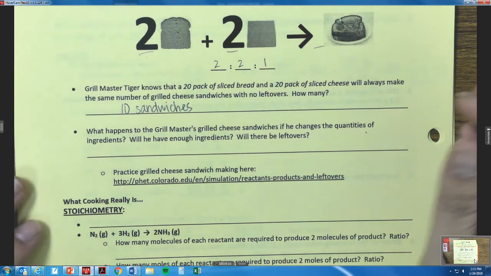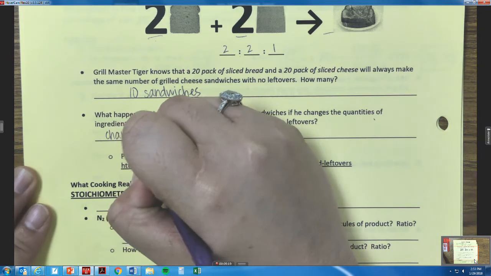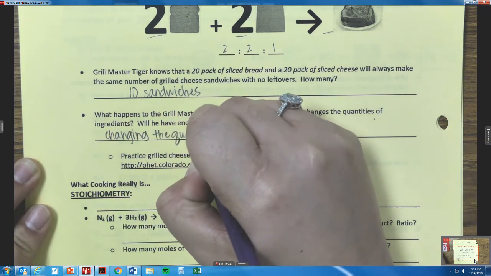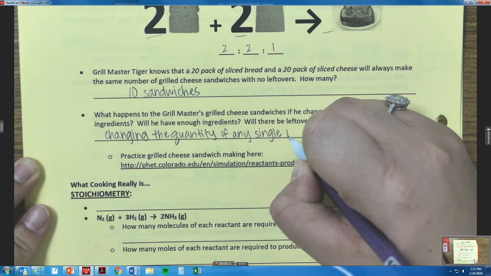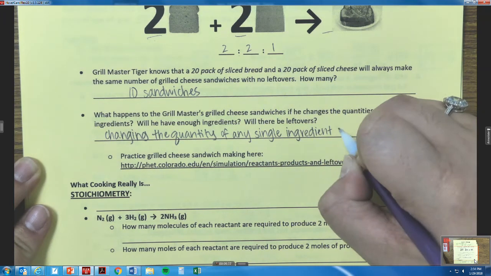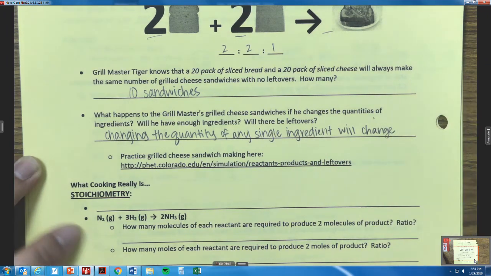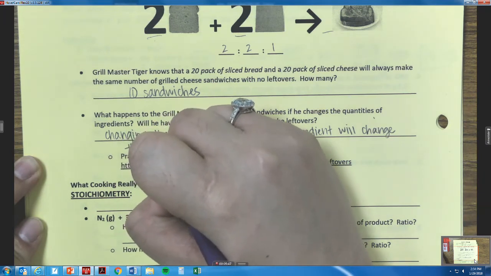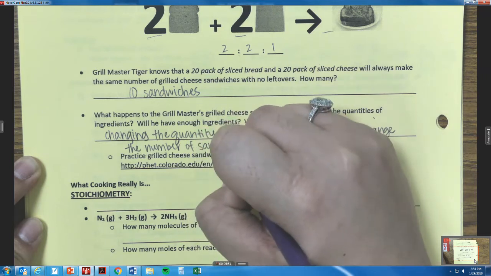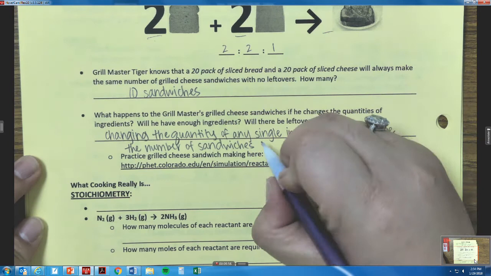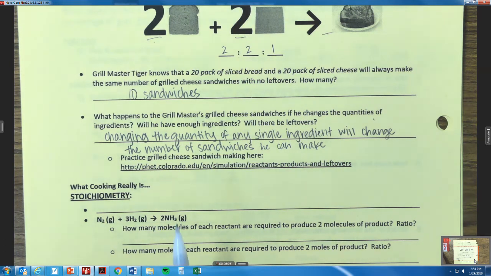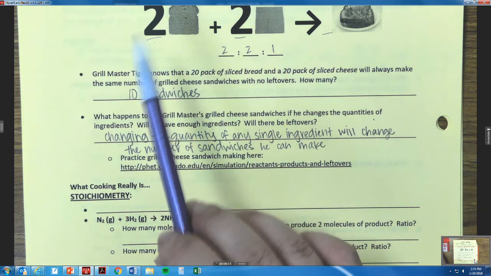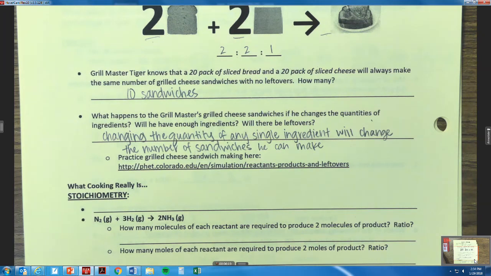Let me just write that down. Changing the quantity of any single ingredient will change the number of sandwiches he can make. If you want more practice making grilled cheese sandwiches, you can log on to this website right here. It's just an online simulation of practicing ratios using that sandwich ratio.